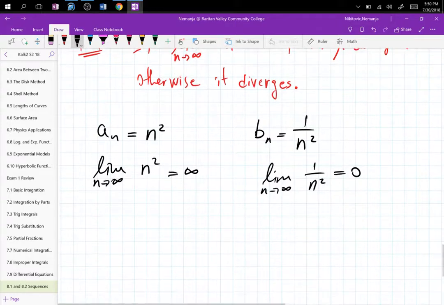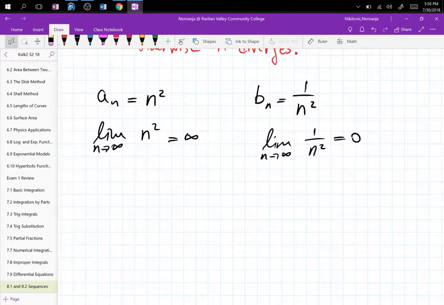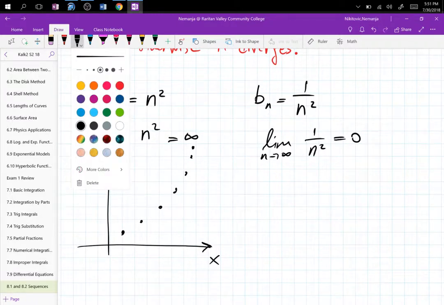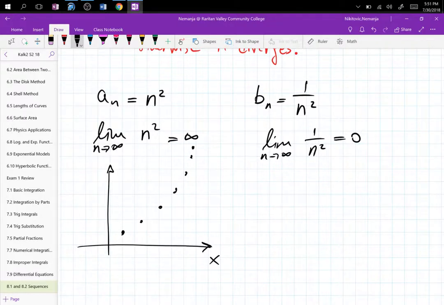Alright, so now, if you take a look at the graphs for the first quadrant, we have n squared. So I'm just going to, there we go. Graph the other one, and you will see quite the opposite.